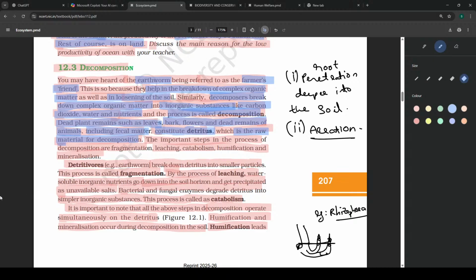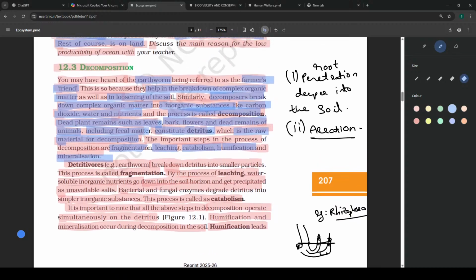What do decomposers break down? Complex organic molecules. Where do we find these complex organic molecules? We find them in dead plant remains such as leaves, bark, flowers, dead remains of animals, or fecal matter. Decomposers will act on the detritus and break it down to give simple inorganic molecules. And decomposition involves five steps, mainly fragmentation, leaching, catabolism, humification, and mineralization.